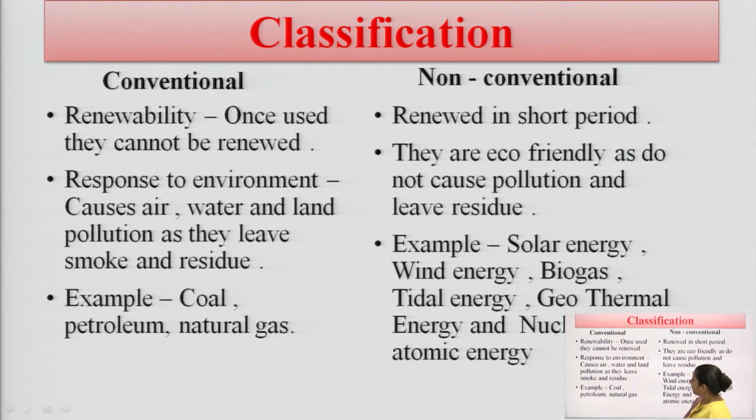If we are talking about the response to the environment, conventional energy sources cause so many kinds of pollution, like air, water and land pollution, whereas non-conventional ones do not cause any pollution. So, this is also very important. Examples of conventional are coal, petroleum and natural gas. Examples of non-conventional are solar energy, wind energy, biogas, tidal energy, geothermal and many more.